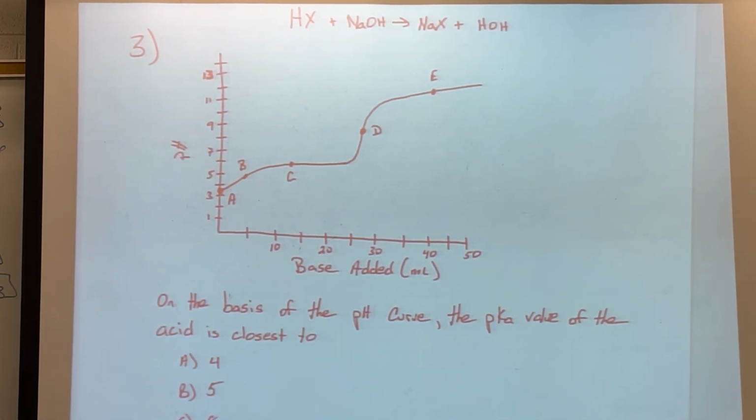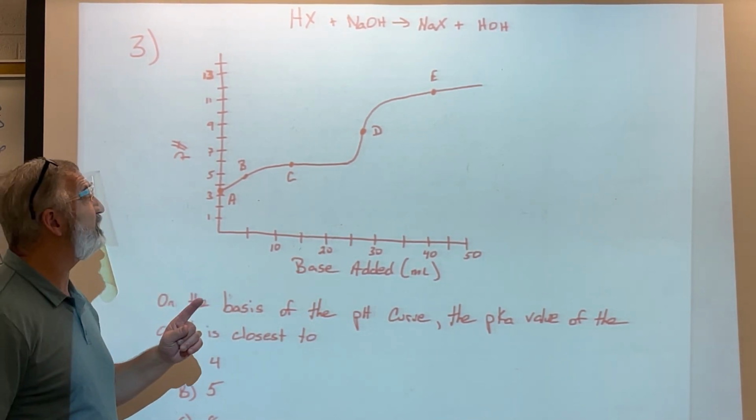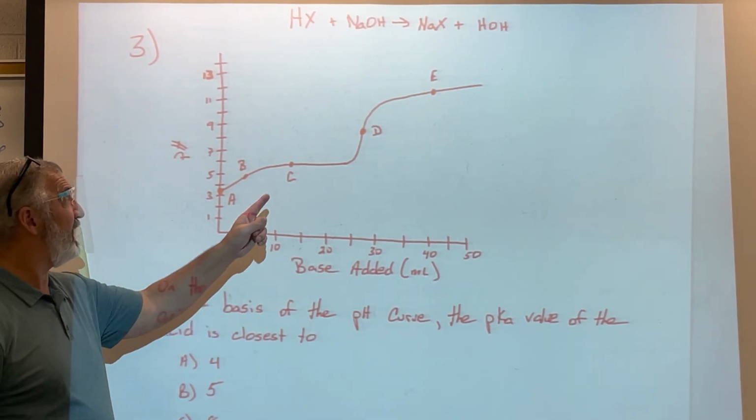On the basis of the pH curve, the pKa value, how do I find the pKa given something like this? At the half equivalence point. Somebody else tell me what's true at the half equivalence point. Moles of HX equals moles of X minus, which means that pH equals pKa. So I go, where is the half equivalence point? Which letter? C, halfway through.